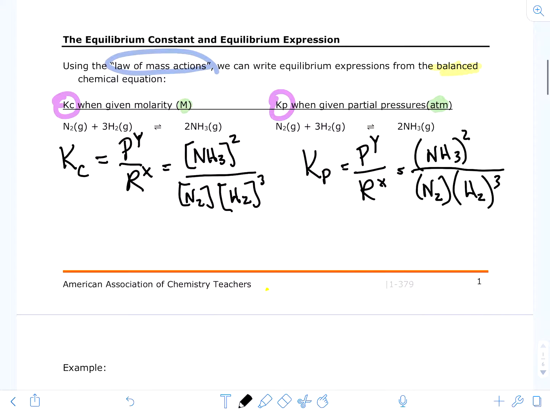Okay, so notice that we're talking about molarity when we talk about Kc, and we're talking about atmospheres when we're talking about Kp. So I will give you some examples of actually plugging in the numbers in a little bit here.